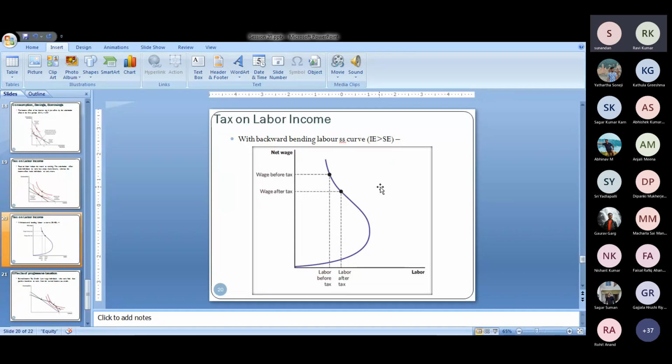Now, this part, which is the backward bending part of the labor supply curve, here the income effect is stronger than the substitution effect. And that is why the labor after tax increases a little bit more, because the income effect tells me to work a little bit more. Because the wage you get before tax was much higher, the wage you get after tax is quite low. Because it is in that downward sloping or backward bending part of the supply curve, you increase your work because the income effect is stronger than the substitution effect.